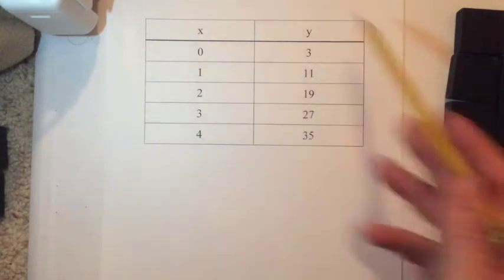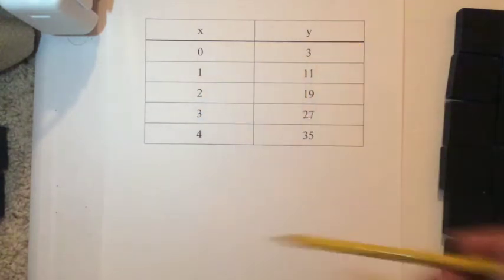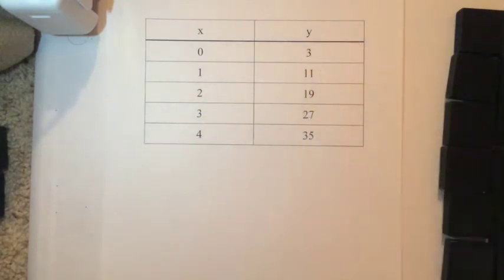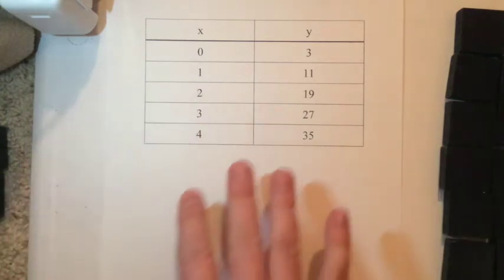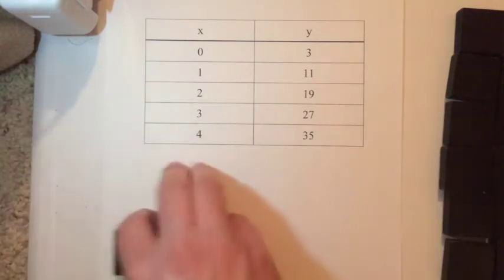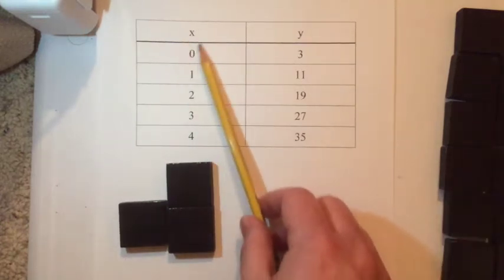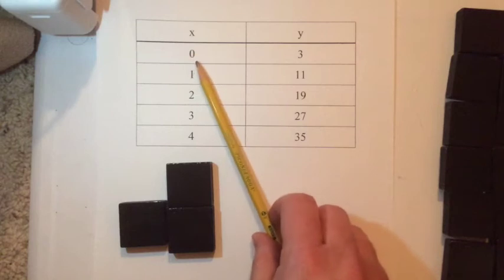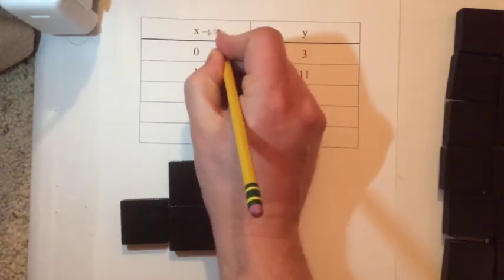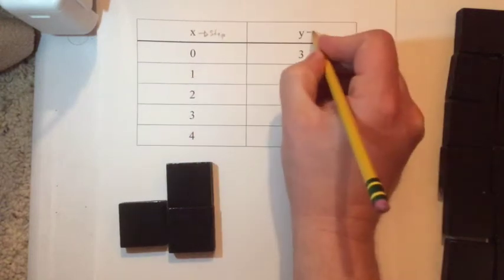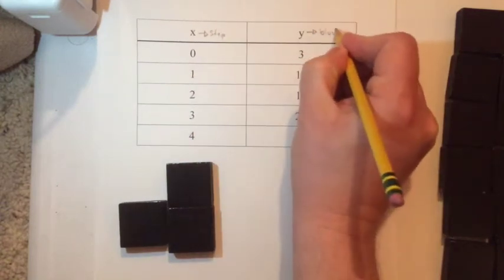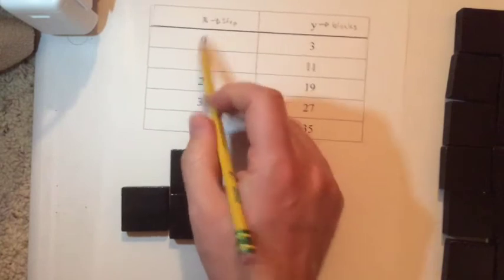First, we're going to actually use blocks to talk about this. I have a few blocks here, and let's see if we can recreate the pattern in blocks and then figure out the rule from that. The first one is on the 0 step. Remember, X stands for our step and Y stands for our blocks. The 0 step is when there's no tower there.